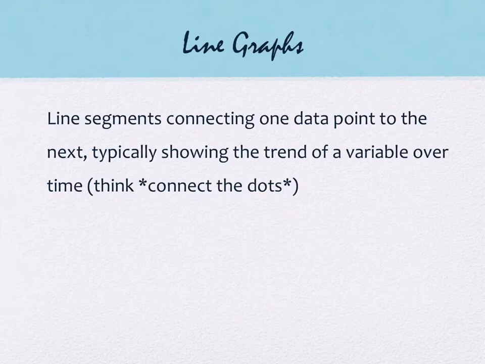dot plot, line plot description before. This one's called a line graph. A line graph is line segments connecting one data point to the next, typically showing the trend of a variable over time. Think connect the dots. So that phrase, typically describing a trend over time, is really important because that's when you see line graphs used.